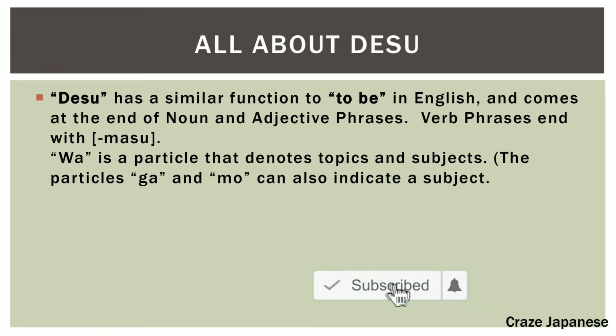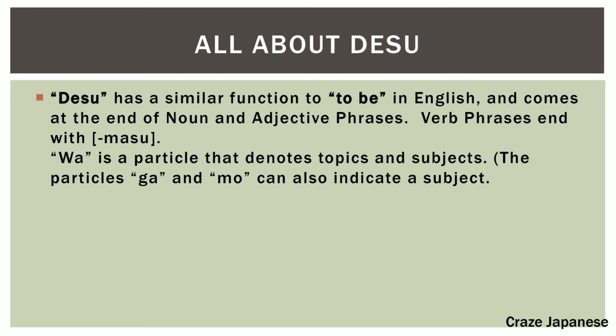So desu has a similar function to "to be" in English and comes at the end of noun and adjective phrases, verb phrases, and with masu. Masu is a verb form. Wa is a particle that denotes topic and subject. The particles ga and mo can also indicate a subject. Desu has a similar function, which means "to be."